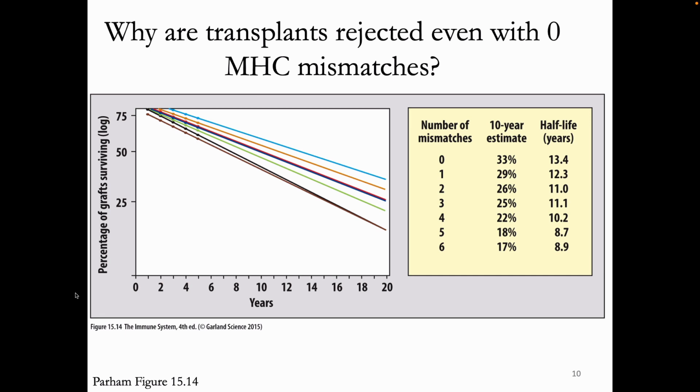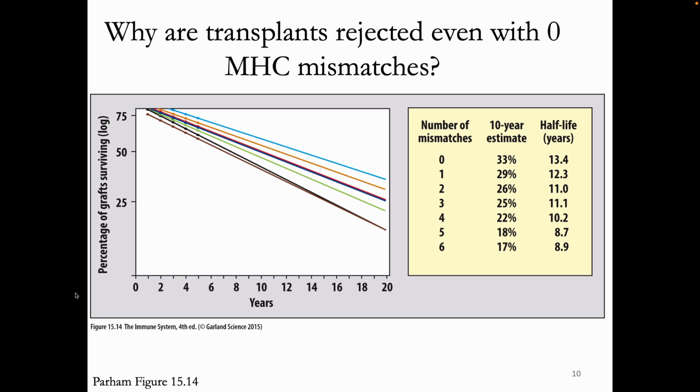This is particularly important for transplantation. We're going to talk about the transplantation therapies first. Because if you look, even when we have 0 MHC mismatches with a solid organ transplant, our organ only has a 33% chance of surviving in our patient for 10 years. And that organ is usually going to be rejected still within about 13 years.